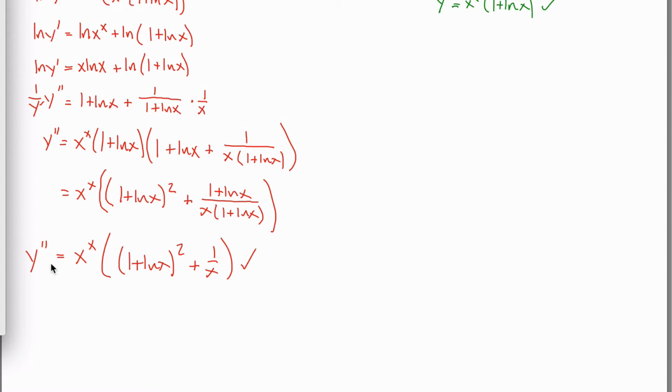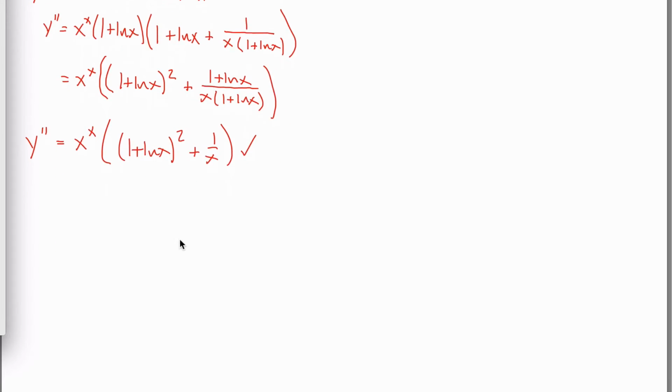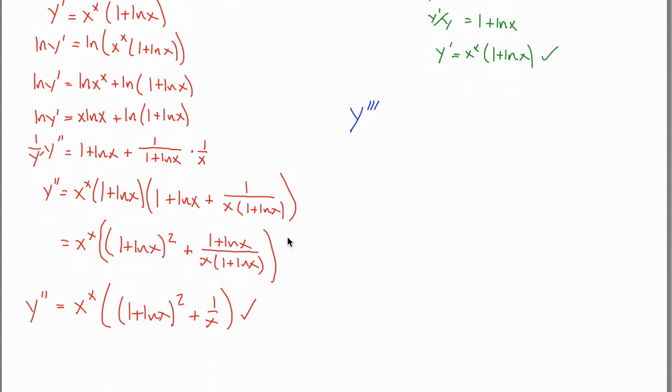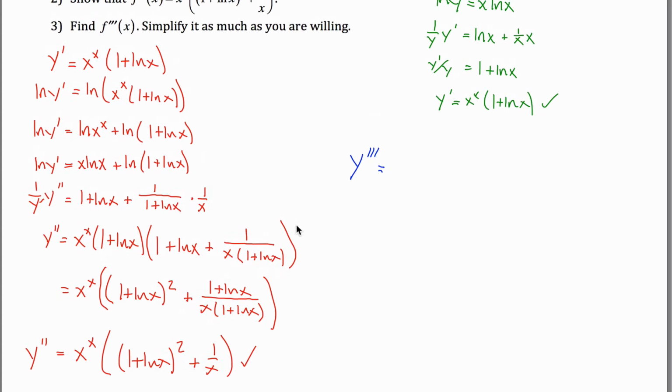Or I could take another natural log and do things that way. I don't know how people will choose to do this, but one way you could do it is you could say y triple prime, and I suppose this way that I'm about to show you, you could have done up here as well, is equal to, product rule, playing the role of f is x to the x power, playing the role of g is the rest of this stuff, so (1 plus natural log of x) squared plus 1 over x.